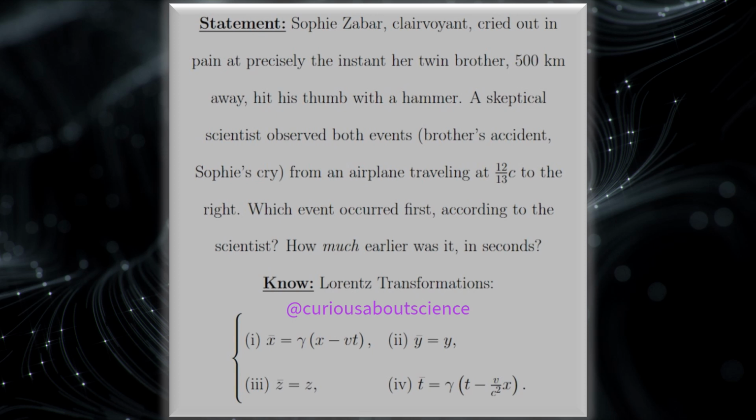Sophia cried out in pain at precisely the instant her twin brother 500 kilometers away hit his thumb with a hammer. A skeptical scientist observed both events, the brother's accident and Sophia's cry, but from an airplane traveling at 12/13 c to the right. Which event occurred first according to the scientist? How much earlier was it in seconds?